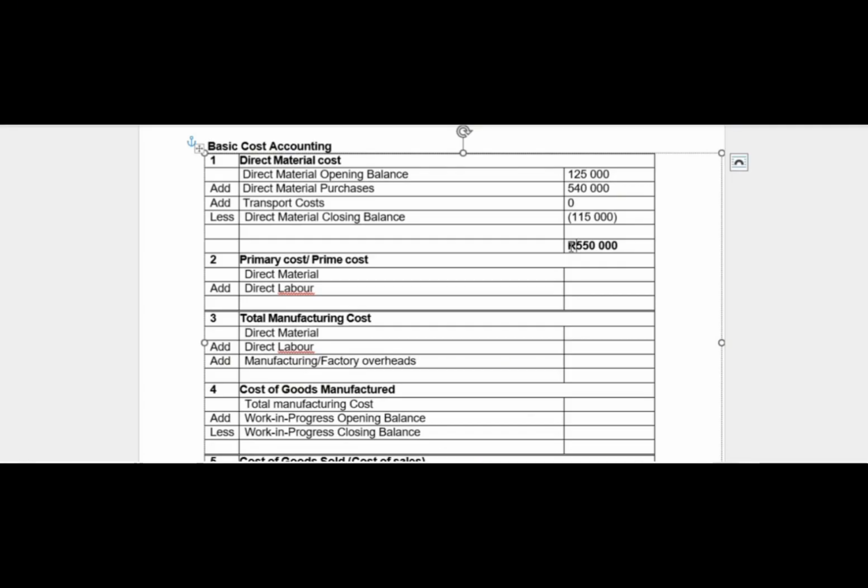And then now we need to calculate our prime cost. We are done with the direct material cost. The formula says direct material opening, direct material purchases, transport cost, direct labor, direct material closing balance. So this is the format, and this is our answer, 550,000. So you need to have the format, you need to have this structure. Let's proceed to the primary cost or prime cost.